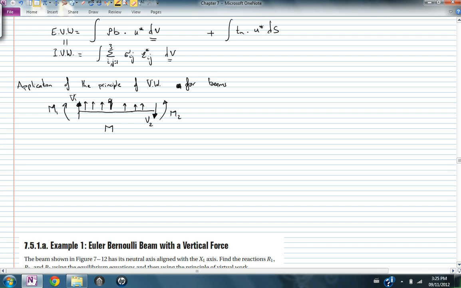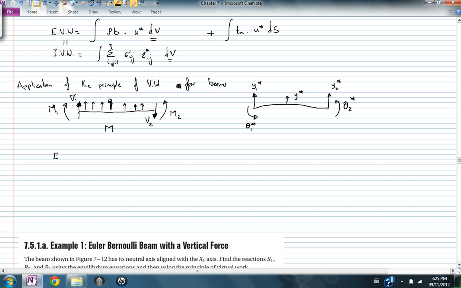Now from this equilibrium, I apply a displacement, I call it y star, any virtual displacement, such that I have theta 1 star at this end, theta 2 star at this end, y1 star at this end, y2 star at this end, and y star at every point. The principle of virtual work states the following.